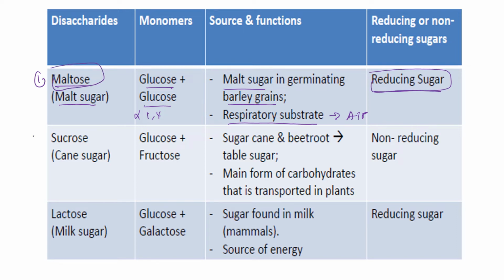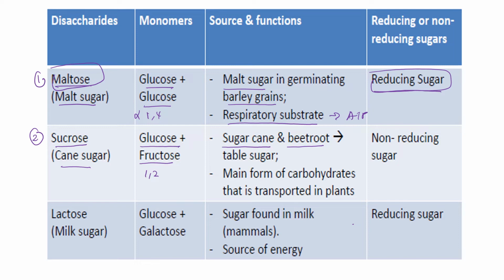Okay, and then the second example of a disaccharide is sucrose, which is cane sugar, and the monomers are glucose and fructose. Okay, glucose and fructose. So the linkage that links glucose and fructose is called 1,2 glycosidic linkage. And then the sucrose can be extracted from sugar cane and also beetroot. Okay, beetroot, it is red in color.